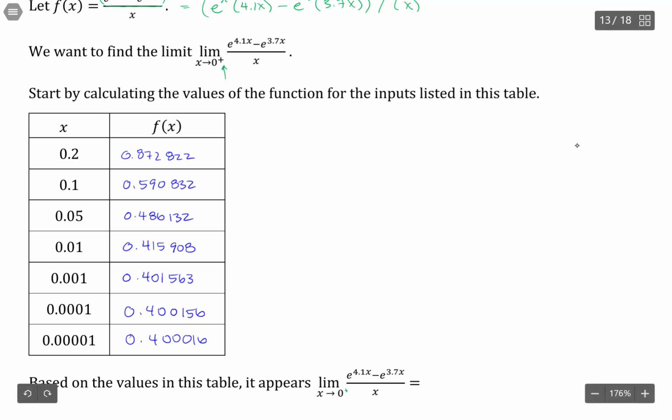So let's add that in. It looks like it's approaching 0.4 because it looks like these zeros are kind of locking in place here and they're canceling out. So I think it's going to 0.4.